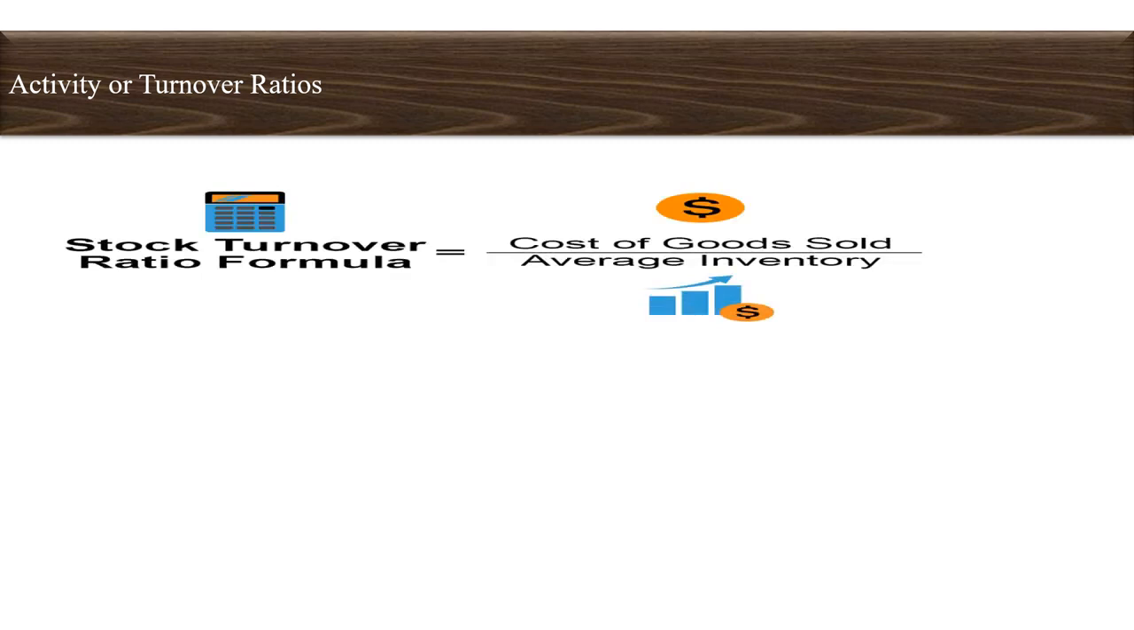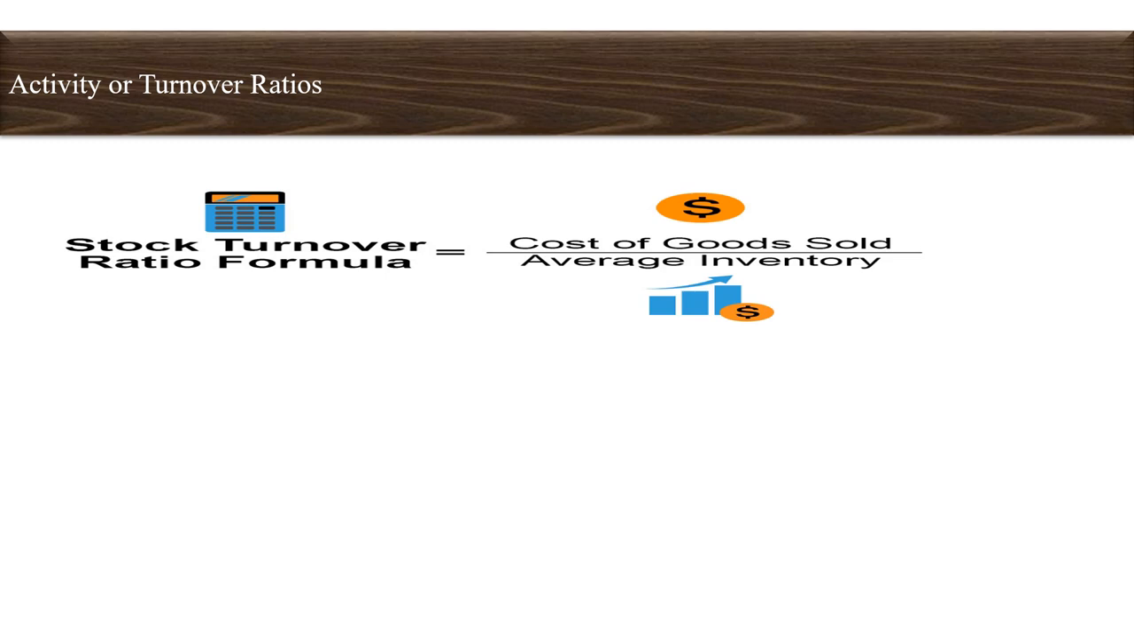Stock turnover ratio. This ratio indicates the number of times stock is turned over during a year. The formula is stock turnover ratio is equal to cost of goods sold divided by average stock.